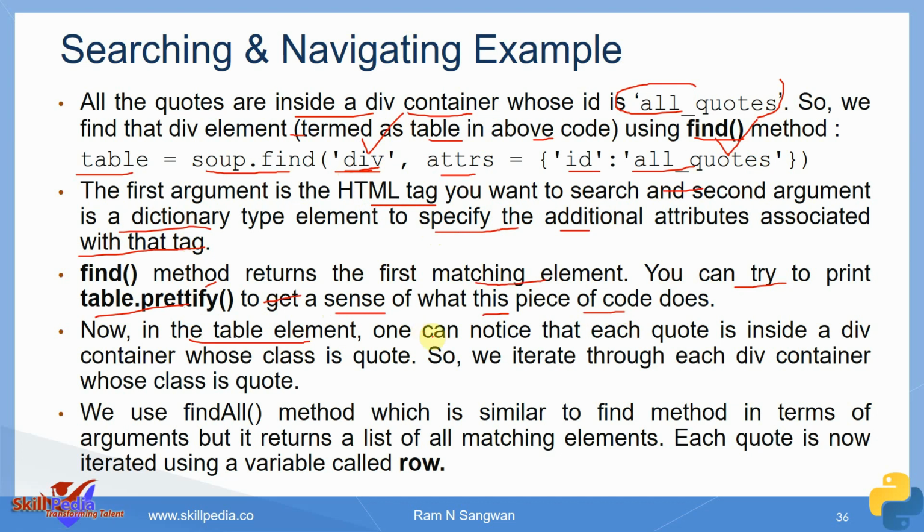Now in the table element, one can notice that each quote is inside a div container whose class is quote. So we iterate through each div container whose class is quote. Then we use the find_all method, which is similar to the find method in terms of arguments, but it returns a list of all matching elements. Each quote is now iterated using a variable called row.